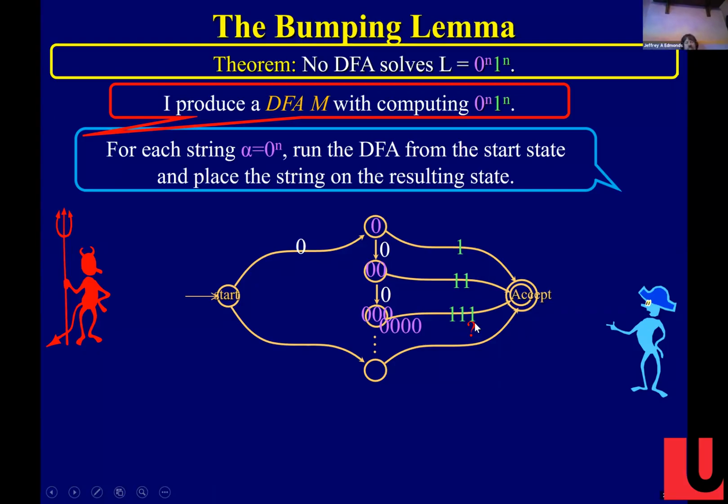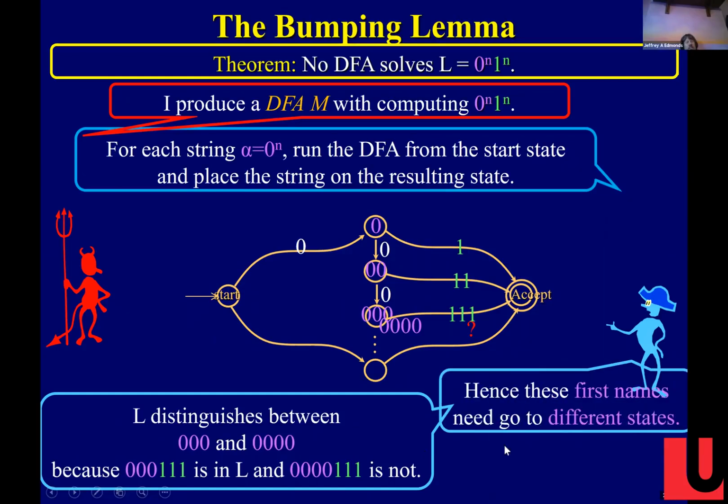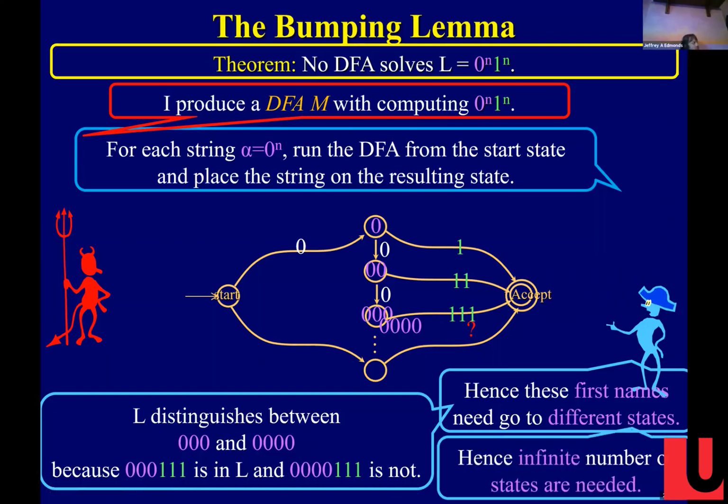So one of those answers has got to be wrong, right? The machine distinguishes between these. One's in the language and one's not in the language. Hence, these different first names should go to different states or your machine doesn't work, right? So you need an infinite number of states. Does that make sense?